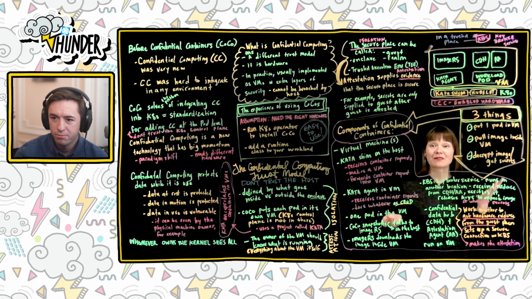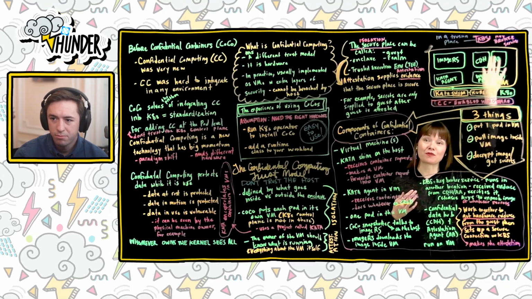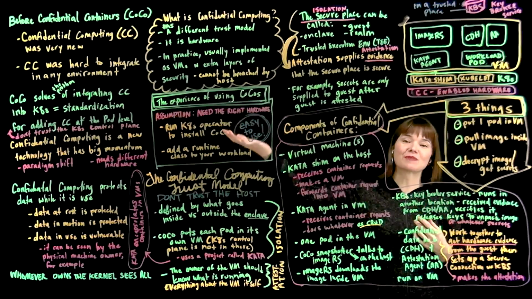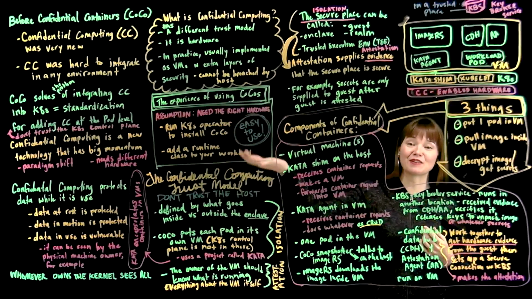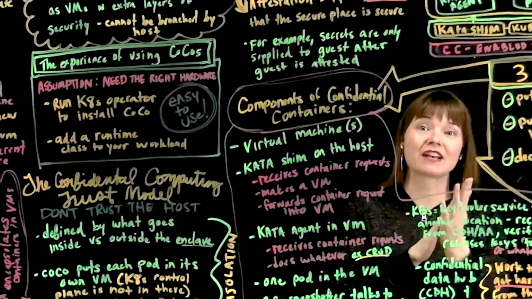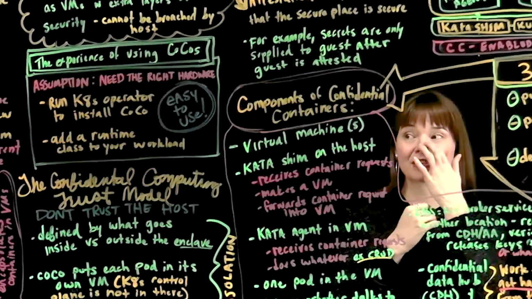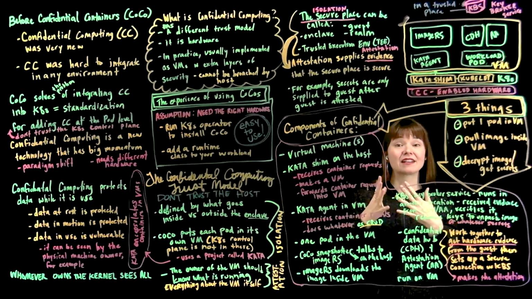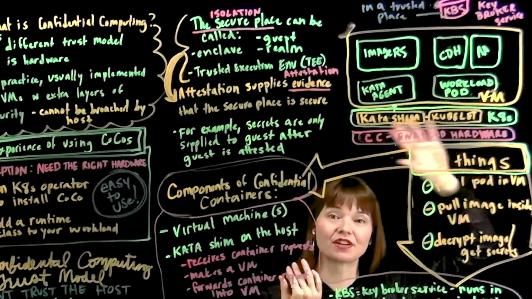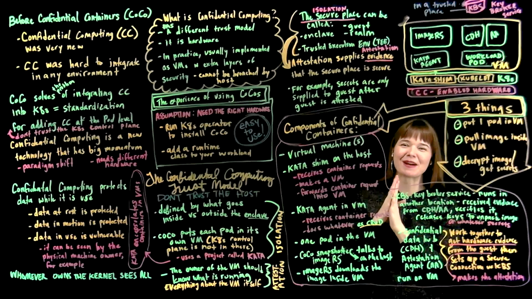One thing I want to reiterate from this whole thing, especially after going through the rather complicated process of how it works, is just how easy it is to use as a user. You just have to install the Kubernetes operator. You do need the right hardware, but you can get that through your cloud provider, as Tobin just said. And then you add a runtime class to your workload, and then all this stuff happens for you automatically, as they say, behind the scenes.